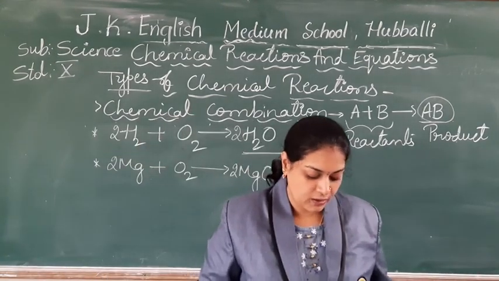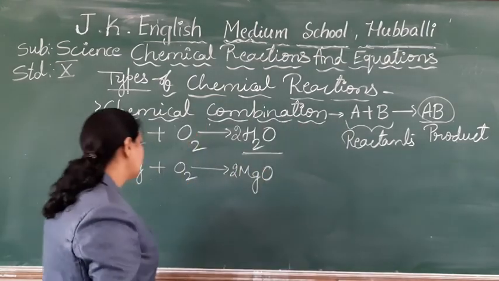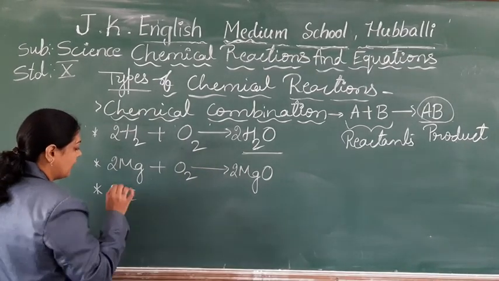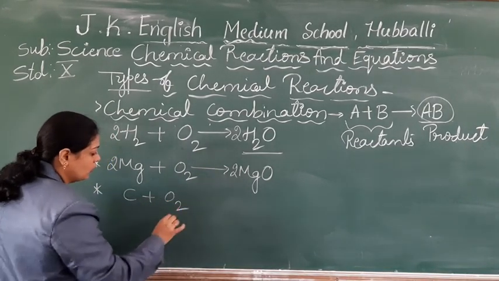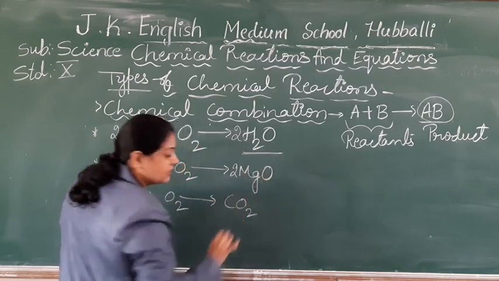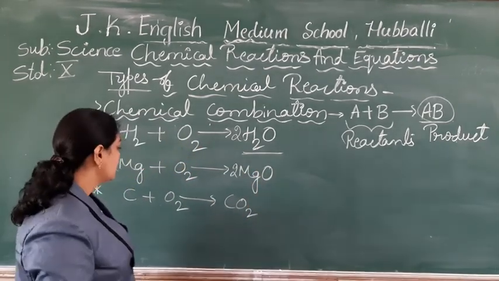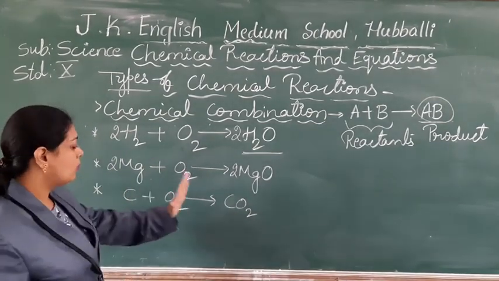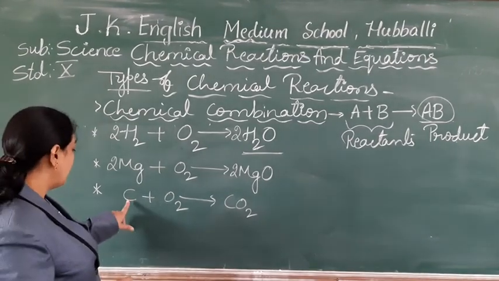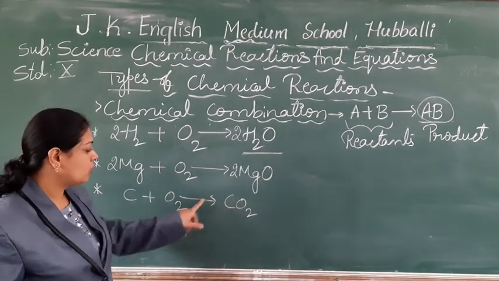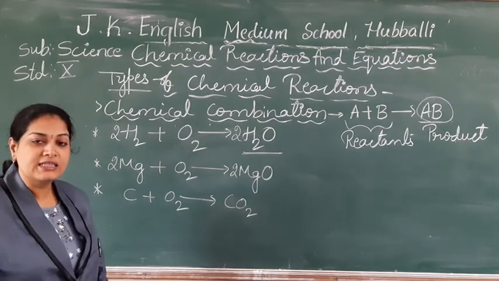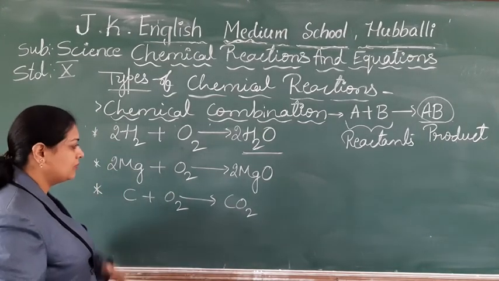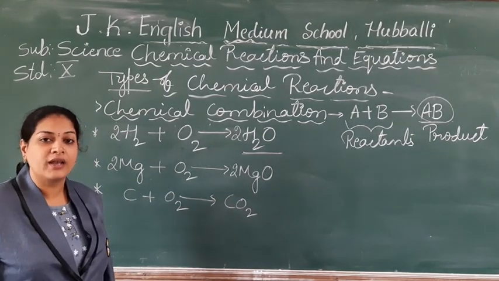Yes. Next example, burning of coal. Coal, nothing but carbon, plus O2, which you are going to get CO2, carbon dioxide. Check the equations. Whenever you write the equations, students, your first work is you have to balance the equation. So carbon 1, oxygen 2, no problem. This equation is balanced itself. Right? So these are all the examples for chemical combination reaction.